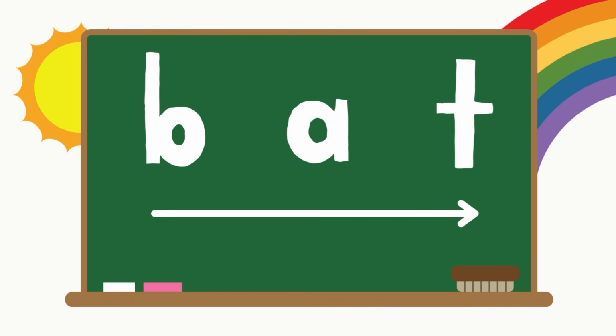For three-letter blends, we need to say the first two letters together and then blend it with the third letter. That is, in this example, ba blended with T makes bat.